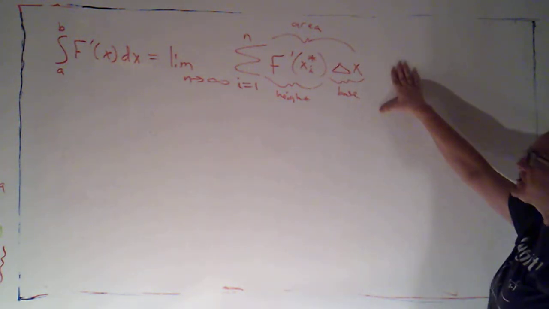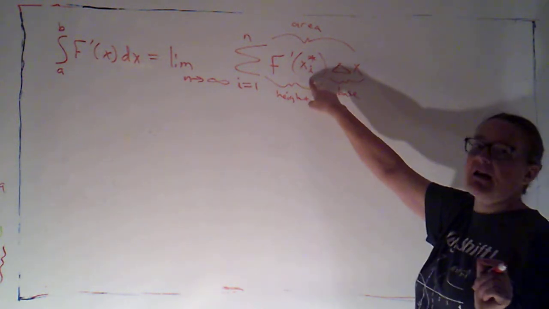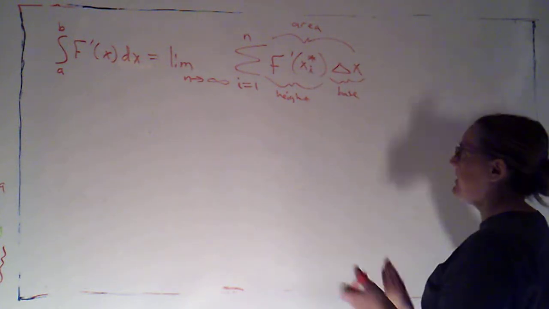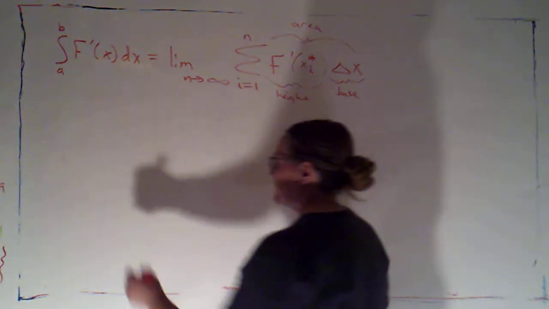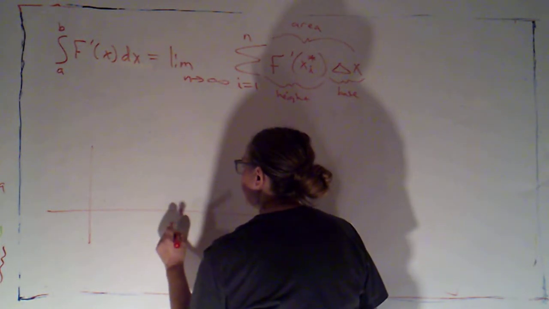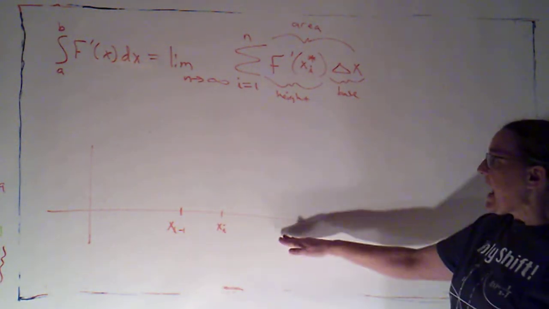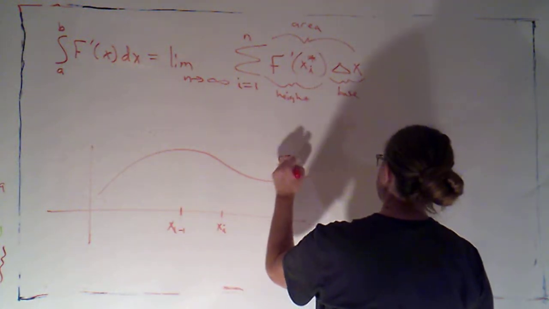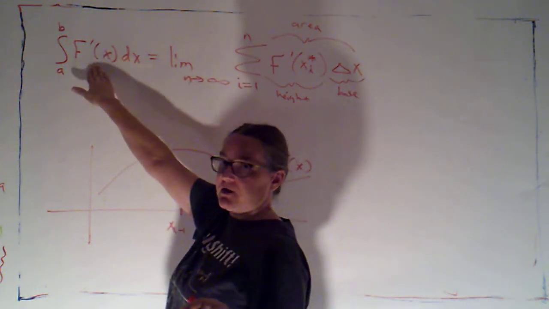Okay, so the key to this proof is going to be in how I choose my sample points. I'm not going to just choose right endpoints or left endpoints or anything like that. Okay, here's what I'm going to do. I'm going to suppose that this is the ith subinterval right here, going from x sub i minus 1 to x sub i. Okay. And I'm going to draw here a graph of F of x. Not my integrand, which is f prime, but my antiderivative.